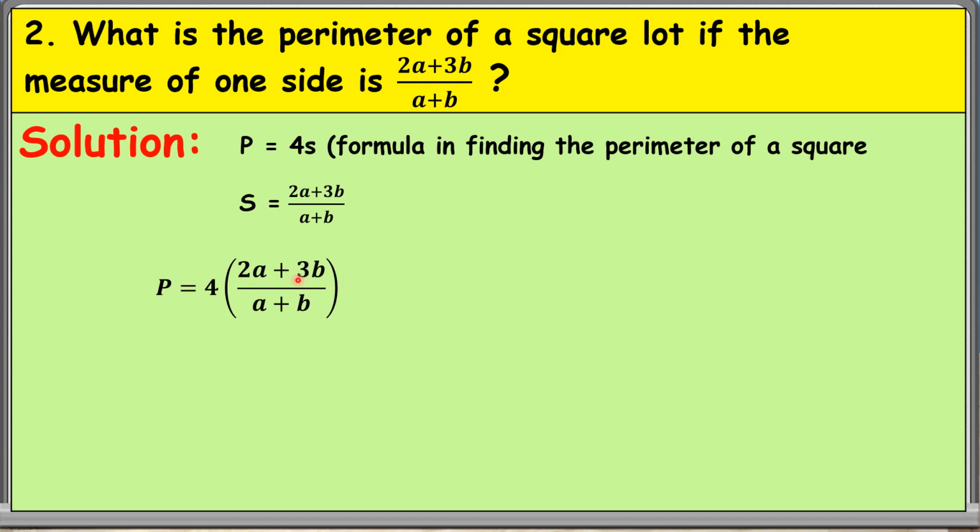So, i-apply lang natin yung formula ng finding the perimeter of a square. So, meaning to say, pag sinimplify natin siya, P is equal to 8a plus 12b all over a plus b. So, yun na po yung perimeter ng ating, this is the perimeter of the square lot. Okay? Copy?